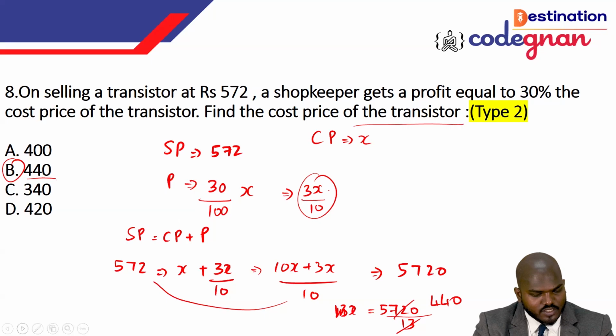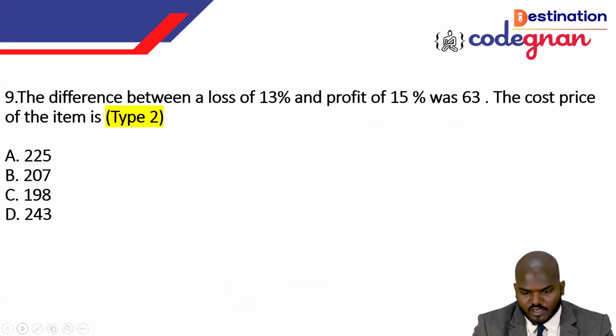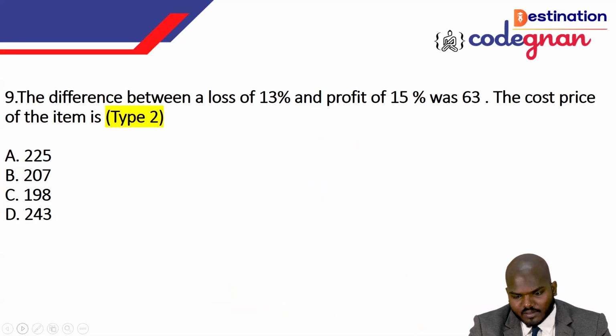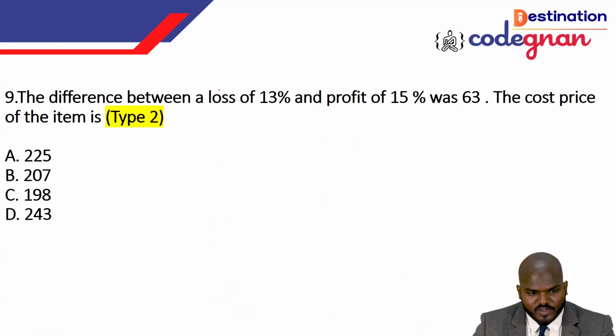I hope you are clear with this question, guys. I'll move on to the next question with respect to the difference. Let me see how many of you solve the question in an easy way. So the difference between the loss of 13 percentage and the profit of 15 percentage was 63. What is the cost price they are asking? I can call the cost price of an item x.